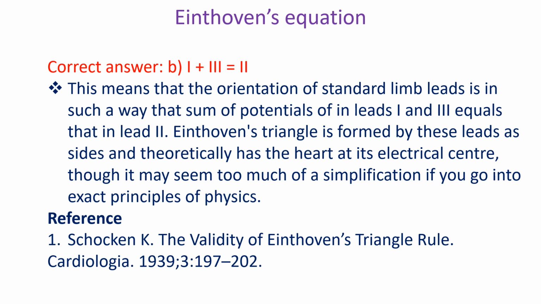This means that the orientation of standard limb leads is in such a way that the sum of potentials of lead 1 and 3 equals that in lead 2. Einthoven's triangle is formed by these leads as sides and theoretically has the heart at its electrical center, though it may seem too much of a simplification if you go into exact principles of physics.